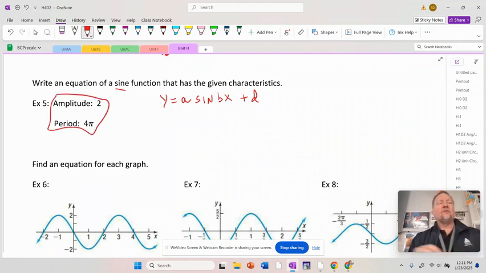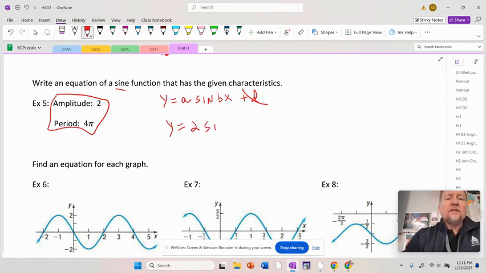In this first example, they don't say anything about an up down shift, so I got no d. And it doesn't say anything about upside down, so the amplitude is 2, sine. And this is the only thing I felt I had to have a video for.